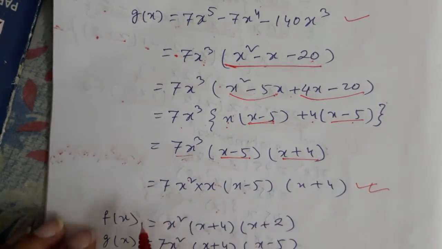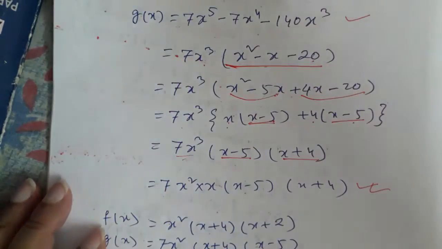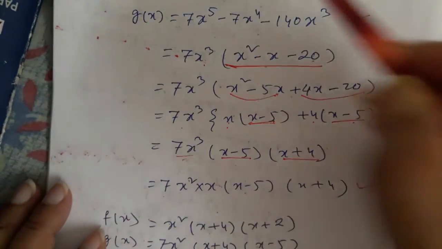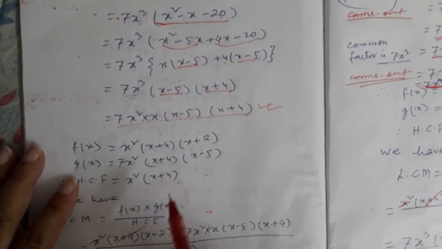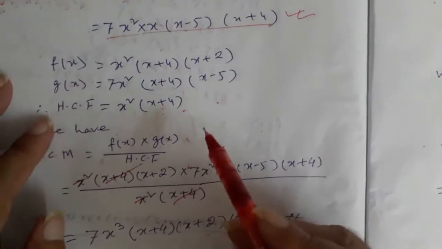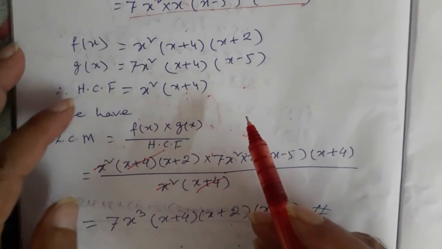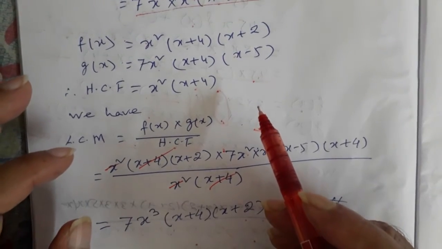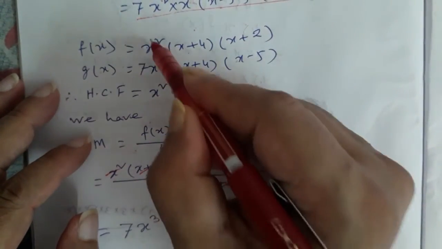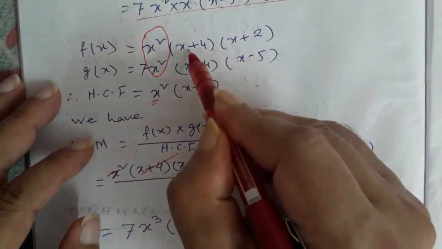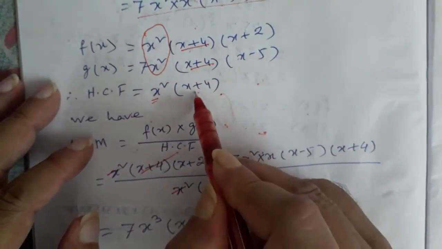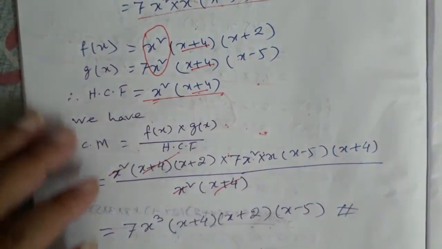Here is 7x cube, so you may write 7 into x square into x, and the other one is as it is. Now you just write the factors of f(x), that is f(x) equal to this one you put here, and g(x) equal to this one, so you write here. For both, now we have to find out the HCF. We know the HCF equals the common factor of both polynomials, and here x square and x square are common, so we take x square, and x plus 4 and x plus 4 we have taken here, so HCF equals this one.